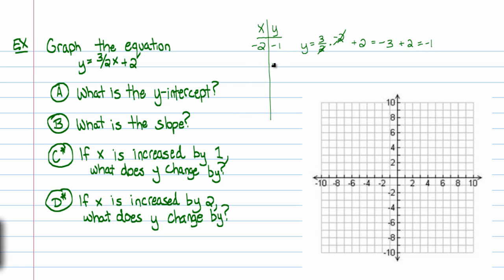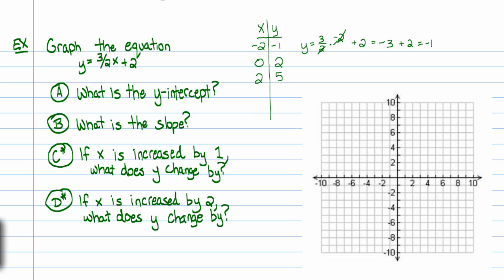Following that same line of argument, if I plug in x equals 0, that's the beautiful value for x to plug in, because it makes this entire first term disappear. 3/2 times 0 is just 0. So you plug in x equals 0, you get y equals 2. And then finally, let's plug in x equals 2. If you plug in x equals 2, you get y equals 5. Great. Let's plot these points.